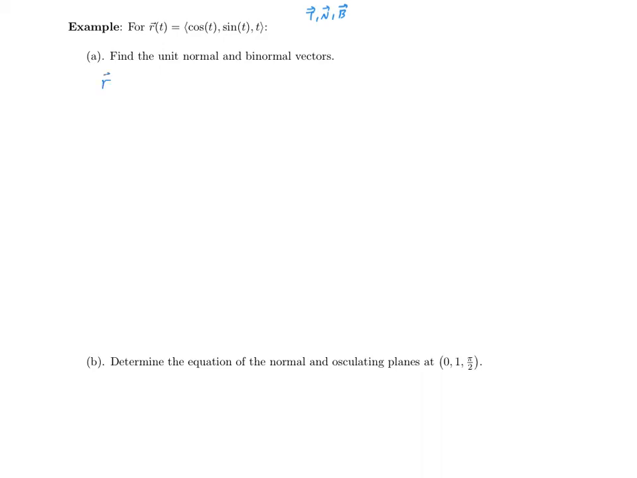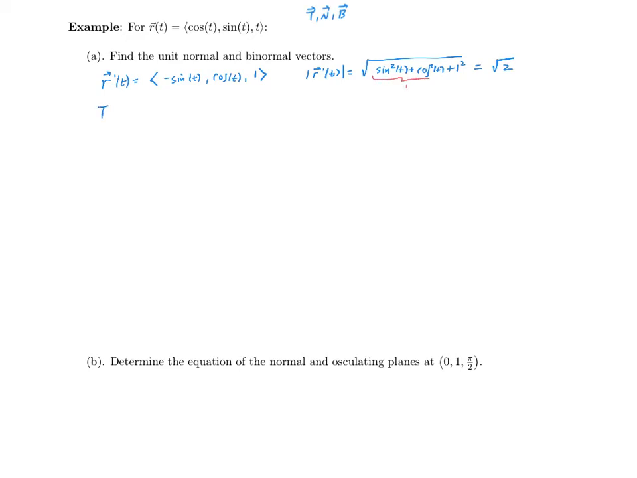We need to find r prime and its magnitude. So r prime is minus sine, cosine, 1. We differentiate component by component. The magnitude of r prime is the square root of sine squared plus cosine squared plus 1 squared. And I feel like we've seen similar things on multiple occasions now. Sine squared plus cosine squared is 1, so this is really the square root of 2.